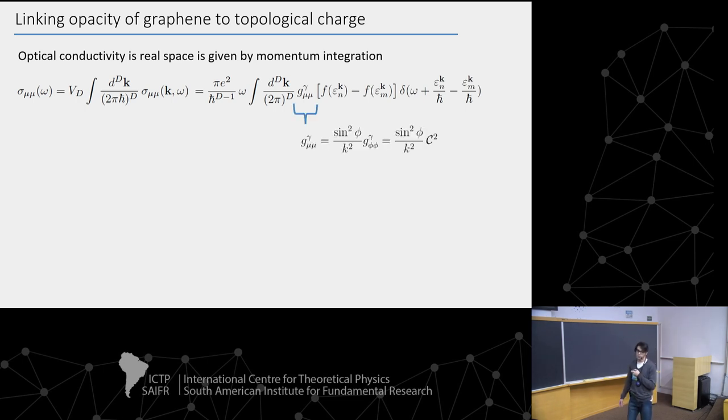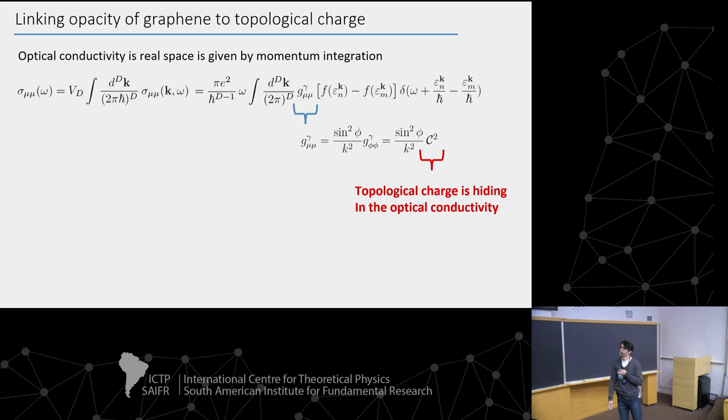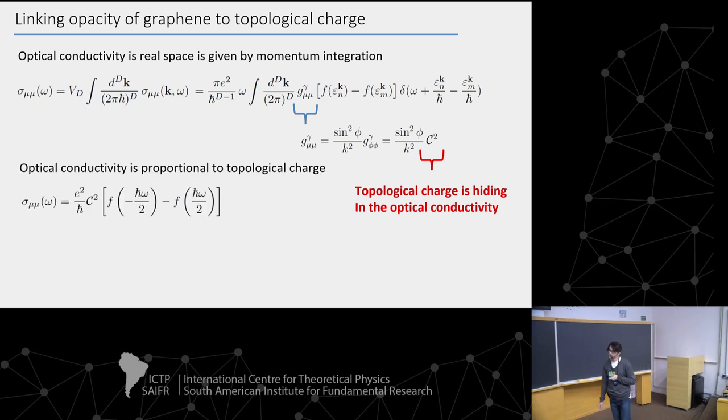If we put in the expression for the quantum metric, we'll see that the optical conductivity will be proportional to C squared, which is the topological charge. So it is, in fact, hiding there. If you do the calculation, you see that the C squared must be there. And if you perform this integration, you have some Fermi factors here, and you see that the optical conductivity is, in fact, e squared over h bar, C squared, and some term that depends on the temperature.